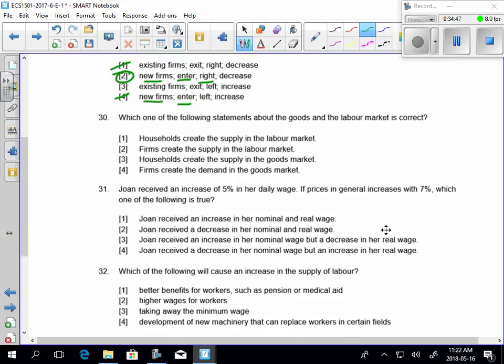Which one of the following statements about the goods and labor market is correct? Households create the supply in the labor markets. Remember, households own the factors of production, one of them being labor, which they obviously sell on the labor market.